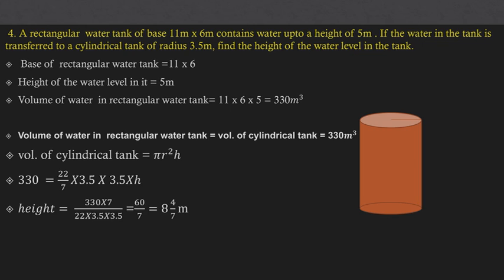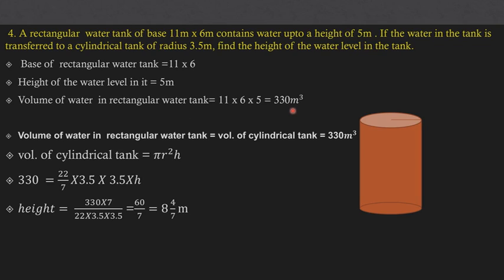Next sum, we have a rectangular water tank of base 11 meters into 6 meters, which contains water to a height of 5 meters. Now the water in the tank is transferred to a cylindrical tank of radius 3.5 meters, and we need to find out the height of the water level in the tank. That means we have a rectangular water tank whose length and breadth are given and height is also given. So we can find out the volume of the water in the rectangular tank, which is length into breadth into height, that is 330 meters cube.